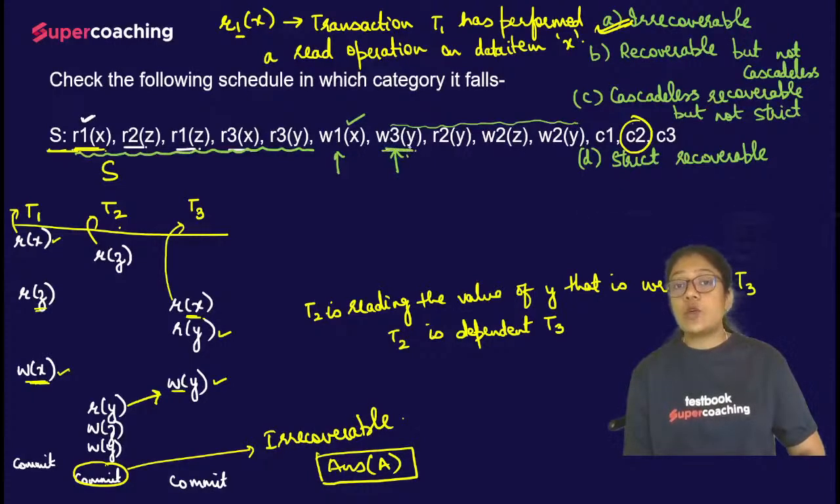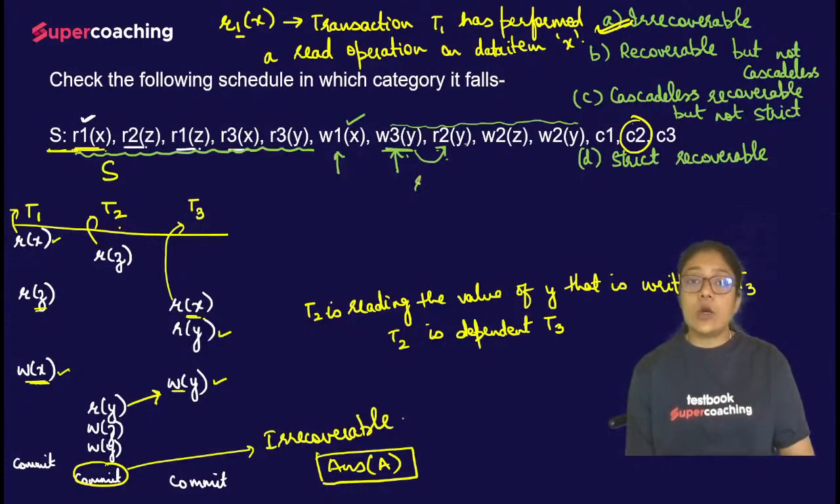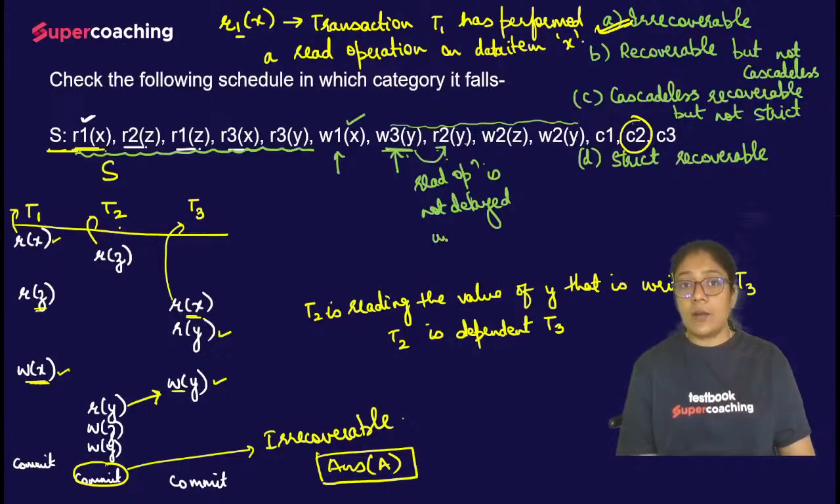It is performing the write operation on the data item Y. Now check, is there any transaction which is performing the read or the write operation on data item Y? सबसे पहले आपके पास T2 is performing the read operation. Okay, read operation is not delayed until the commit of write operation. Read operation delay नहीं हुआ. Read operation is not delayed until commit. तो इसका मतलब cascadeless तो नहीं है.